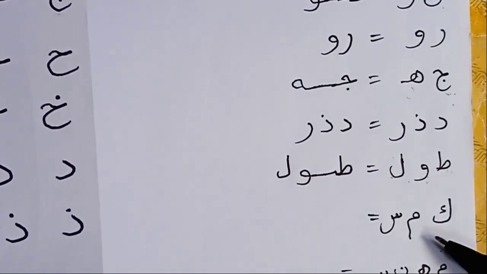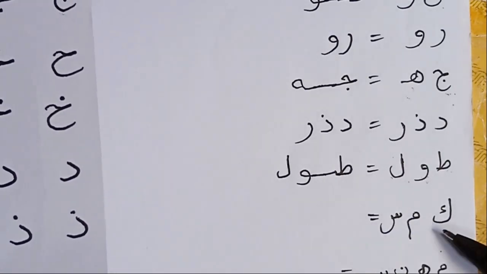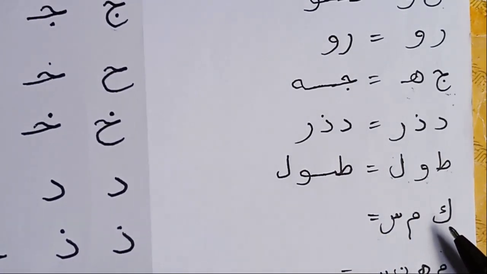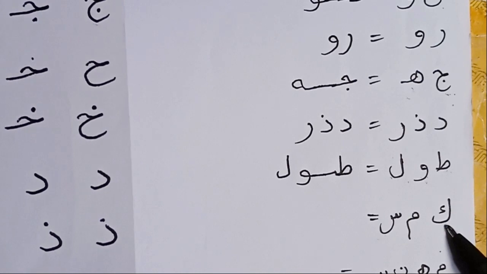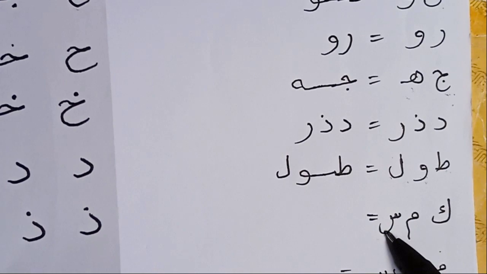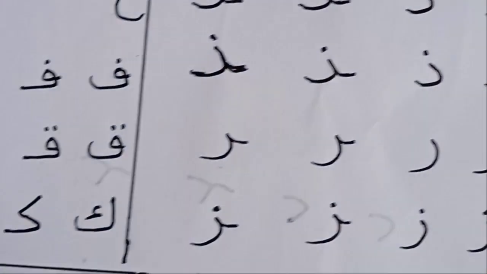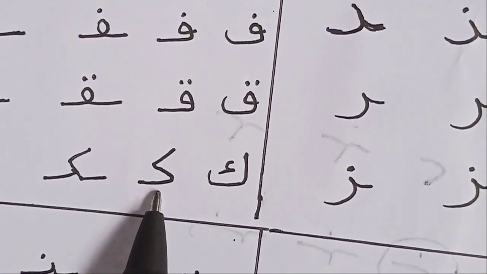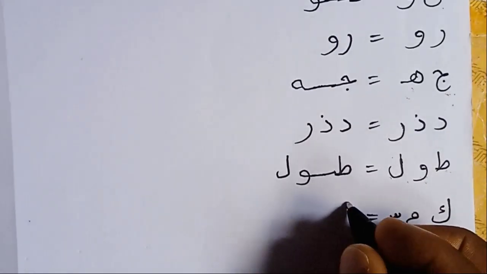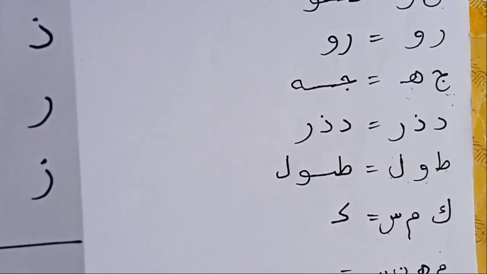Okay, the next one is to join kaf, mim, and sin, which are all from joint letters. So since they are all going to be joined together, we consider the kaf to be the beginning, then the mim to be the middle, and the sin to be the end. So we look for the kaf of the beginning of the word, which is this kaf of the beginning of the word.